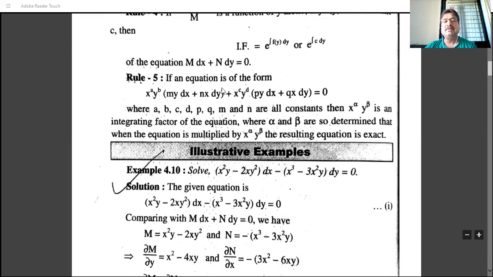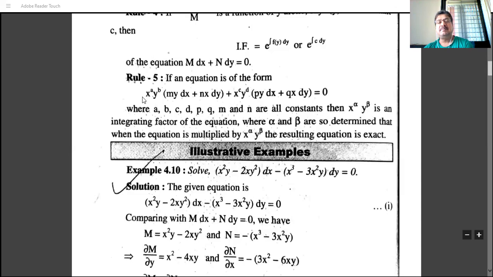And rule number 5: if the equation is of this form, x raised to a, y raised to b, in bracket m y dx plus n x dy, plus x raised to c, y raised to d, where a, b, c, d, p, q, r, m, n are all constants. Then x raised to alpha into y raised to beta is an integrating factor, where alpha and beta are so determined that when the equation is multiplied by x raised to alpha, y raised to beta, the resultant equation is exact. That is, alpha and beta depend on the problem, so we take alpha and beta as two numbers, and that depends on the problem.